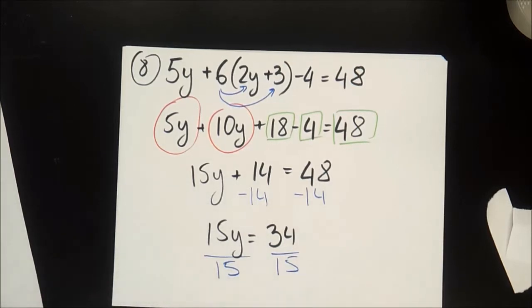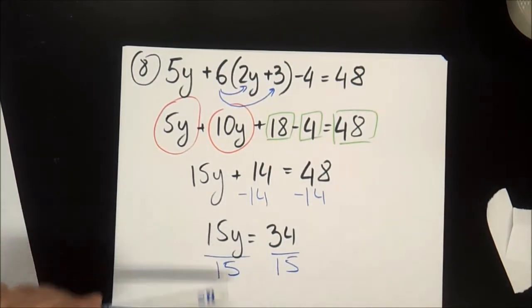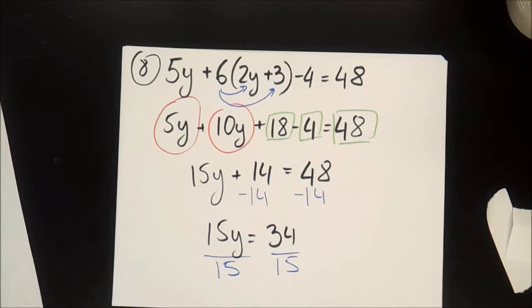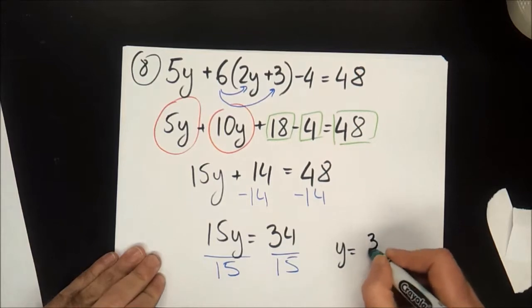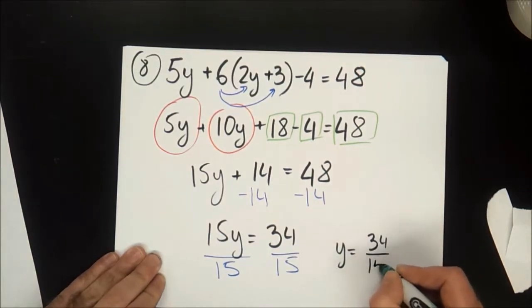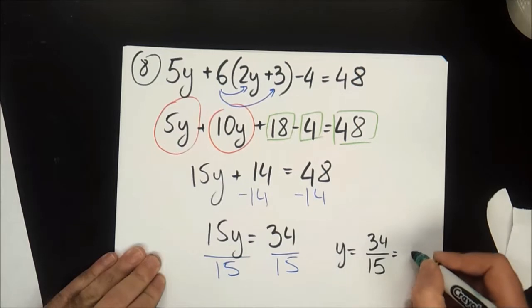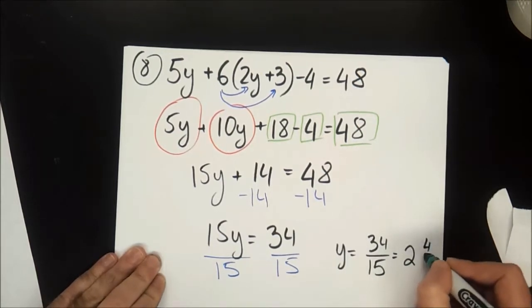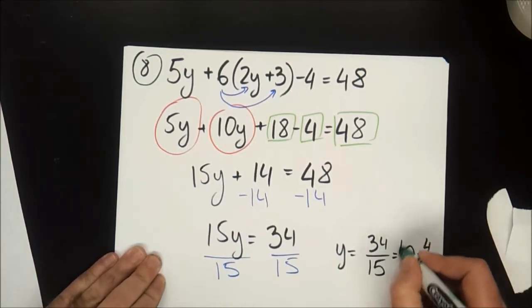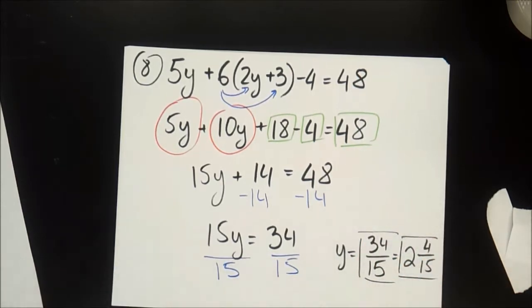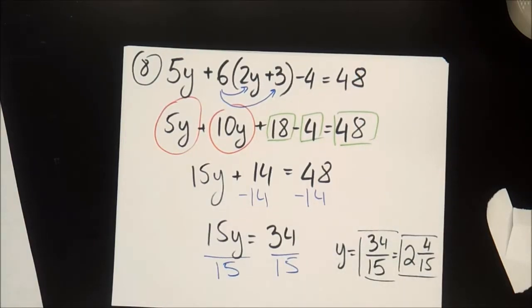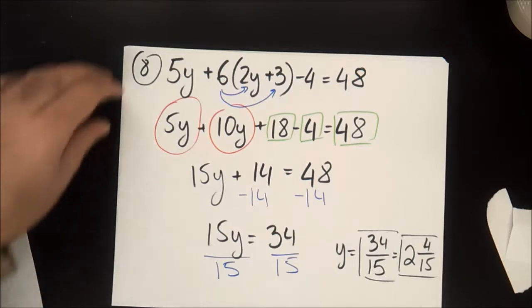Divide by 15 on both sides. Because this 15 is being multiplied, we want to divide to isolate it. And that cancels out to 1. And y equals 34 over 15. Or you can also write that as 2 and 4/15. Either way, I'll be happy with either answer. You don't have to break them down to the decimal. So on the quiz, if you give me either one of those two, I'll give you full credit. All right, that was 8. Moving on to 9 now.